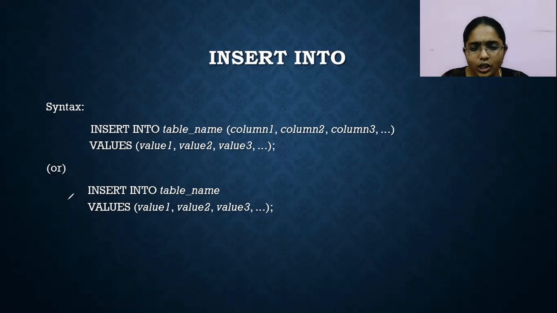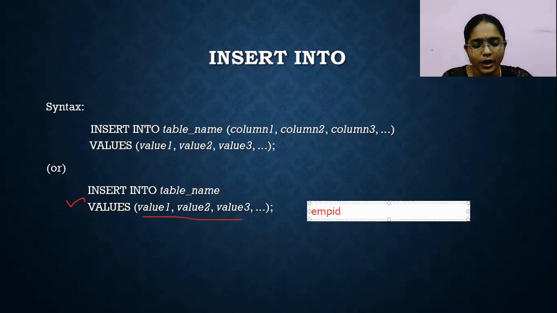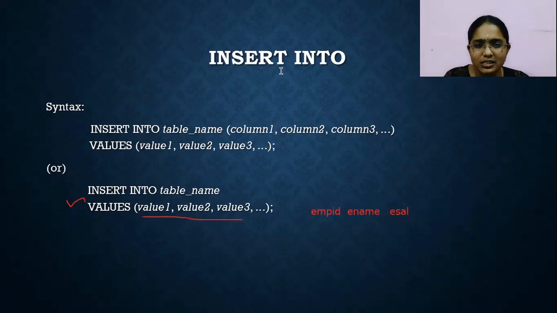Here, whenever you are going to go ahead with the second type, you should be aware of the order, whatever the order in which the particular table has been created. Let us assume the table has a column employee ID followed by employee name, let me give it as E name, and followed by employee salary. So whenever you're going to insert data for this particular table, in these cases, you're supposed to mention it only in the same order. The order should not be changed, if at all you're going to insert in this way.